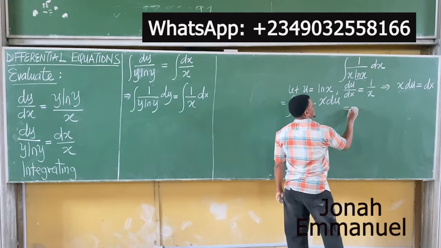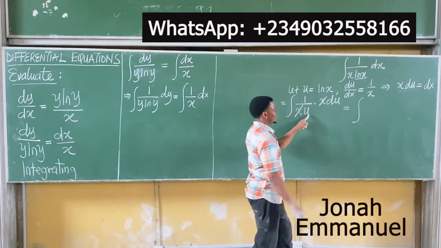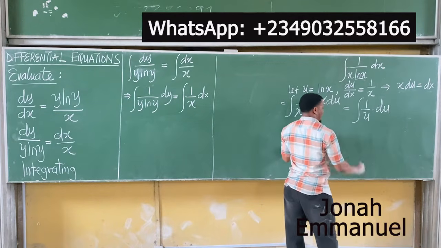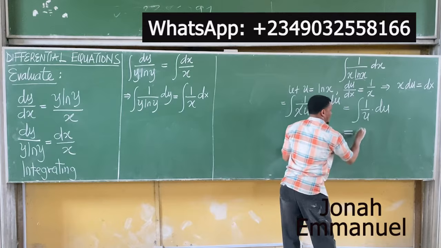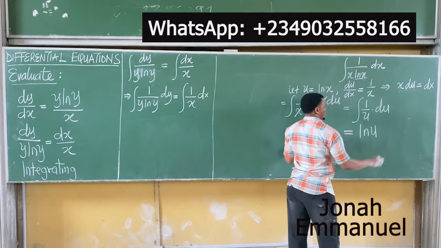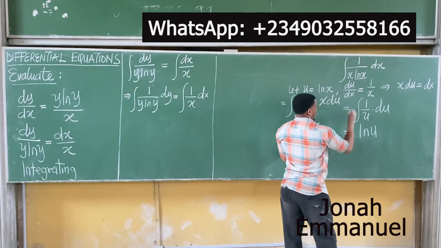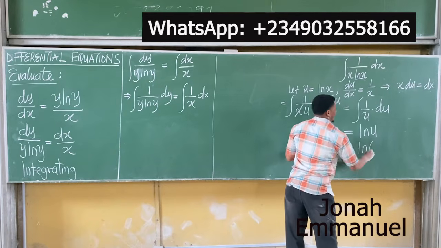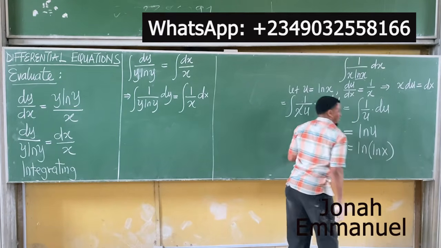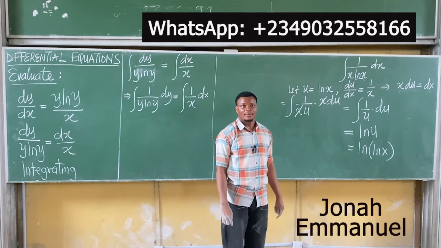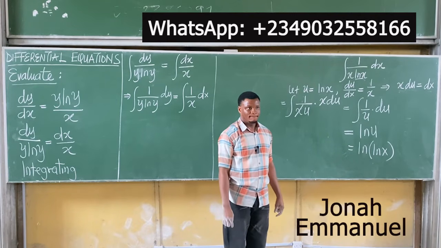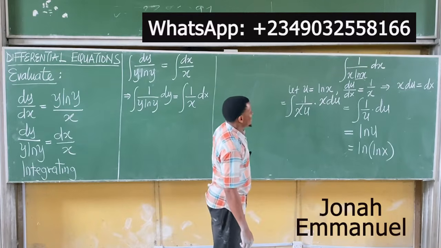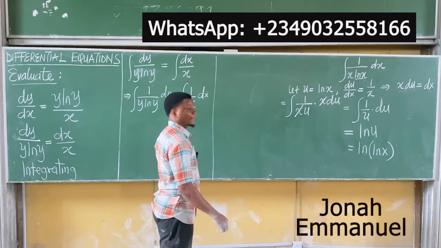This is now equal to the integral of 1 over u du. Please integrate 1 over u. What do you get there? ln u, of course, plus c. What's u? So this is equal to ln of ln x. That's it.